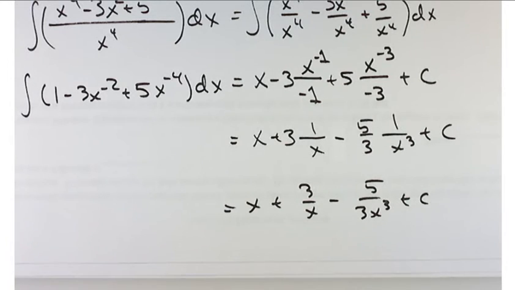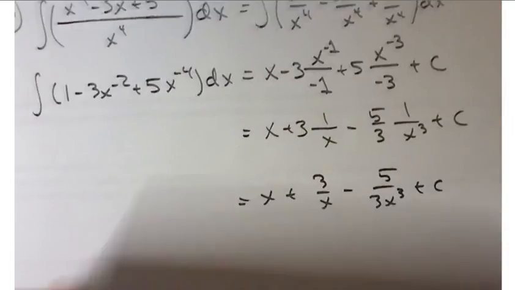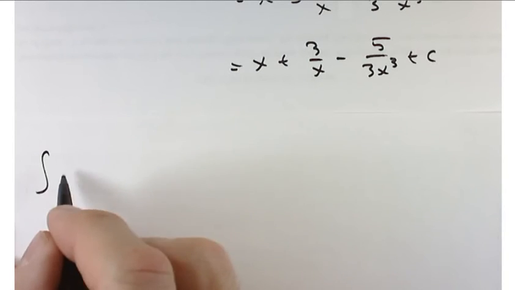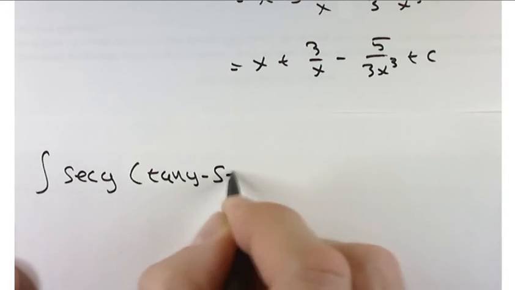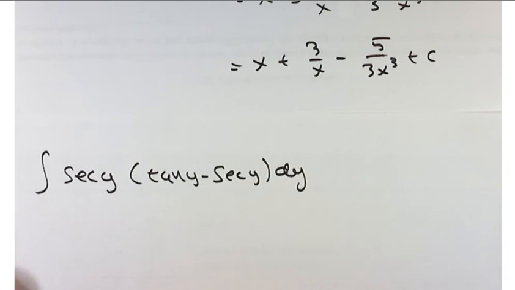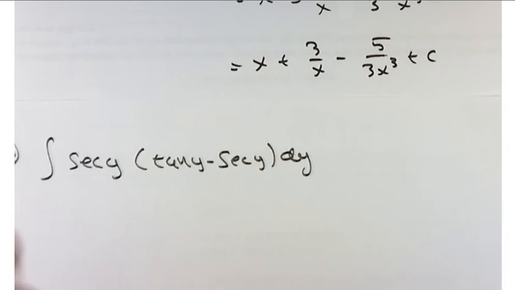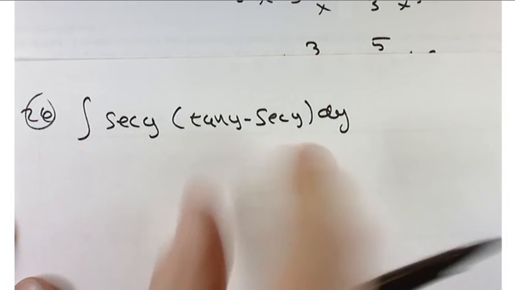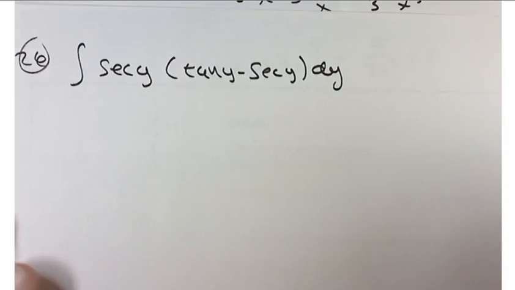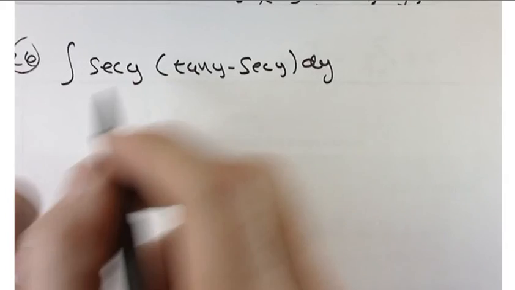Just like we don't have a quotient rule, nor do we have a product rule. So our last one for today, problem number 26. The integral of the secant of y times the tangent of y minus a secant of y dy. Unfortunately, I can't split this up and say, okay, well, it's the integral of secant times the integral of this. In fact, that would actually make it worse. So what can I do?